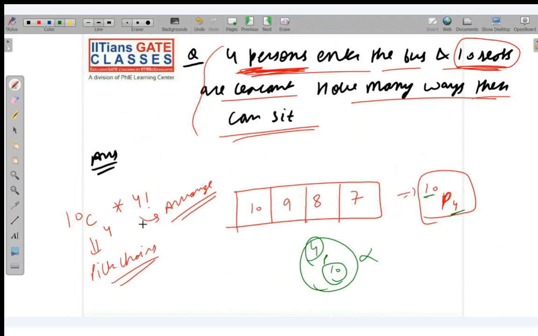Okay. So now what is the basic difference? Now I'm picking the chairs, but in the previous scenario I was picking the persons. So 10C4 into 4 factorial, same answer, but there I was picking persons. Now here I am picking the chairs. That is the basic difference.